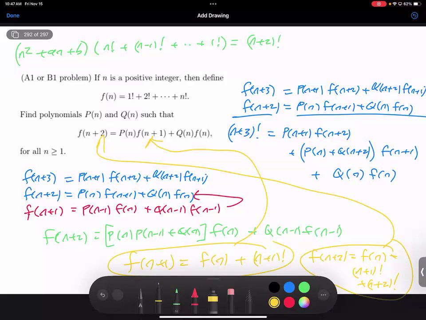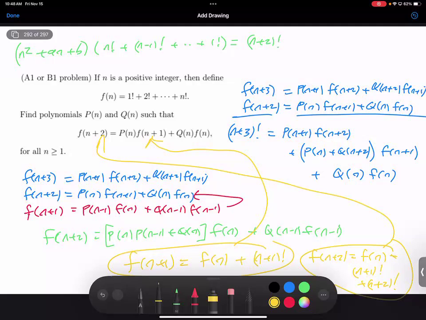So I don't know which way works, but this is an A1 problem. It's worth the time to spend a couple of minutes thinking about all the different ways, and then see if one of them leads to a solution. So I have no idea if any of these work. I'm hoping at least one of them will work.